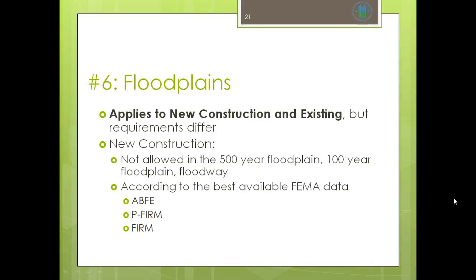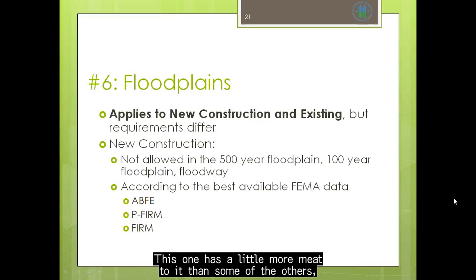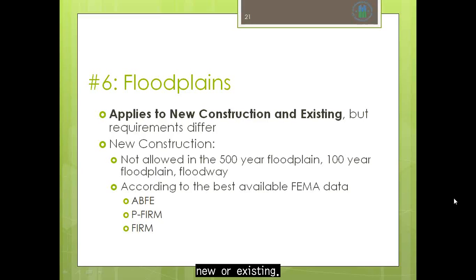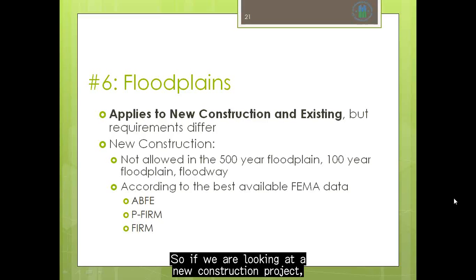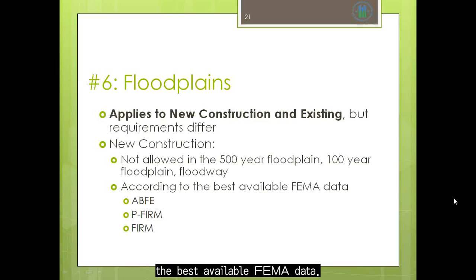Okay. The sixth tenet is floodplains. This one has a little more meat to it than some of the others, so we'll go through this a little more slowly. The floodplain requirements apply to new and existing, but the requirements differ depending on whether it's new or existing. If we are looking at a new construction project, those are actually prohibited if the project is in the 500, 100-year floodplain or in the floodway. And what you would be looking at to make that determination is the best available FEMA data.